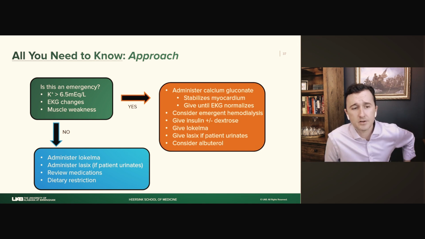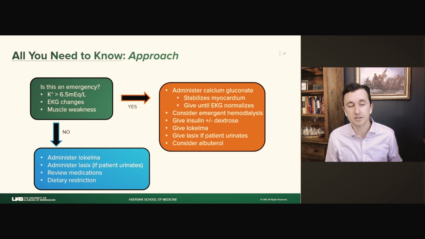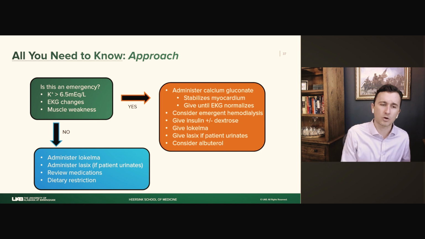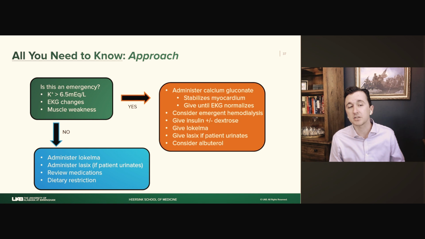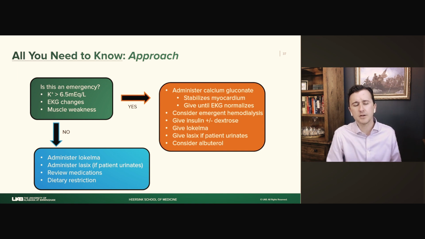The other thing that you need to do is review medication. So if a patient's on an ACE inhibitor or an ARB or an ARNI or NSAIDs, we may need to stop those. And in more chronic situations, you do need to think about dietary restriction. Now, in a healthy patient, it's really hard to consume enough potassium orally to significantly affect serum potassium levels, but in your CKD patients, this is something you need to be thinking about.